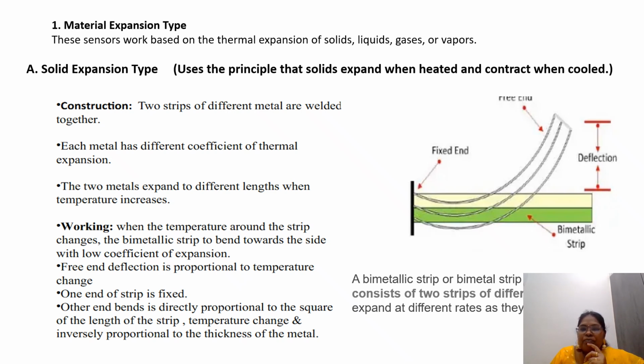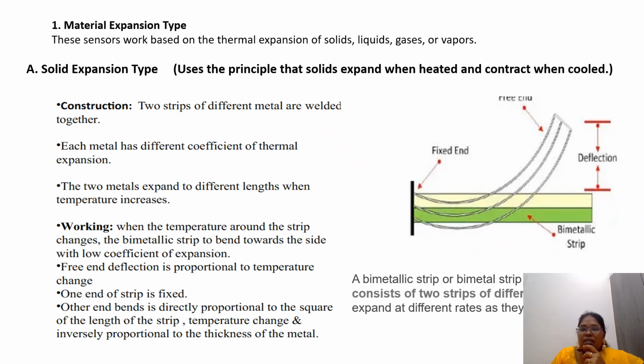Here we have a solid expansion type, that is the bimetallic strip. In a bimetallic strip, we have two different metal strips joined together. One end is fixed, another end is free, and each has a different coefficient. So each metal, when heated, may expand based on its coefficient. Two different metal strips are joined together, and they expand at different rates. That we call a bimetallic strip.